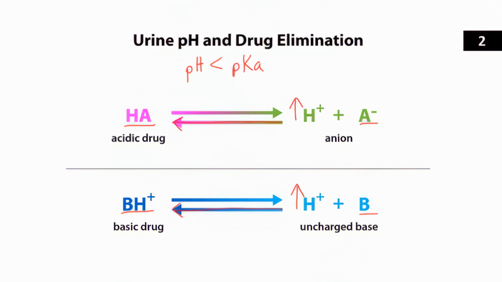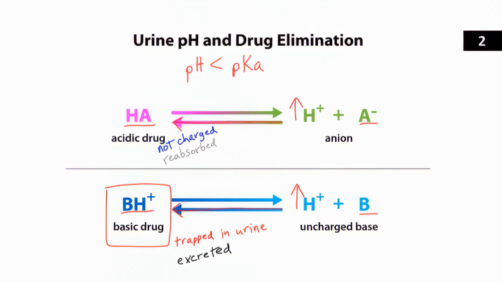So which type of drug is going to be trapped in that acidic urine? The basic drugs, because the protonated form of that basic drug is the charged form. And we started out by saying that charged ionic species get trapped. So in acidic urine, the drugs that are weak bases will be trapped. But acidic drugs, when they're protonated, they're not charged. So the basic drugs will get trapped in the acidic urine. Those basic drugs can't cross through the plasma membrane anymore, so they stay in the urine and get excreted, while the acidic drugs can be reabsorbed into the body.